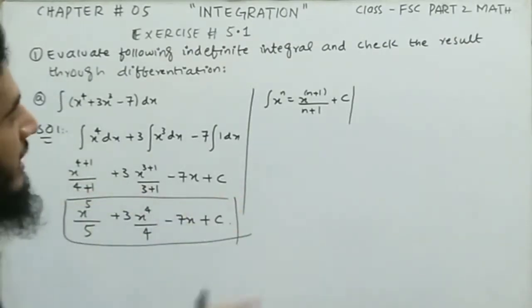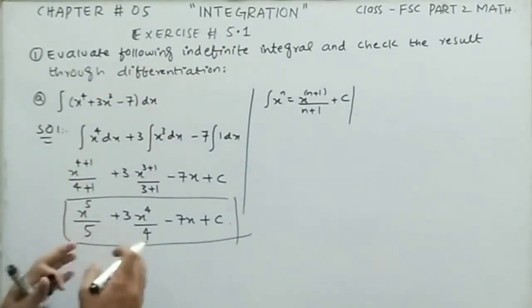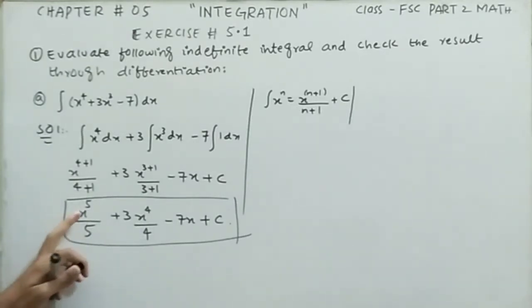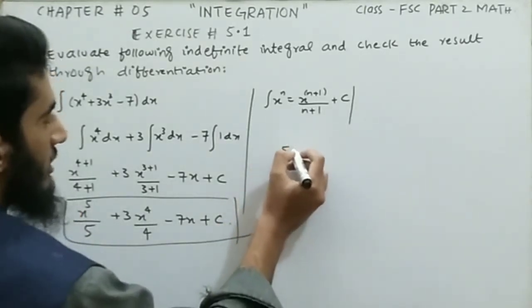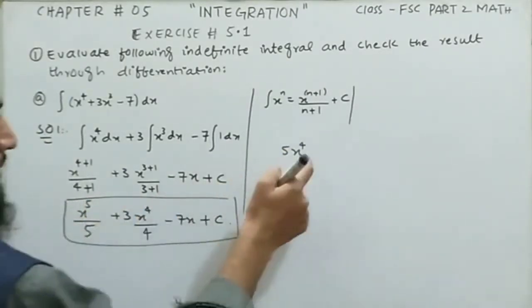Now after this, it tells us to check the result through differentiation. So over here we will check whether our result is correct or wrong. So we will use differentiation. The derivative of x power 5, you know, is 5x power 4, because the power will come to the front and we will subtract 1 in the power, so it becomes 5x power 4.